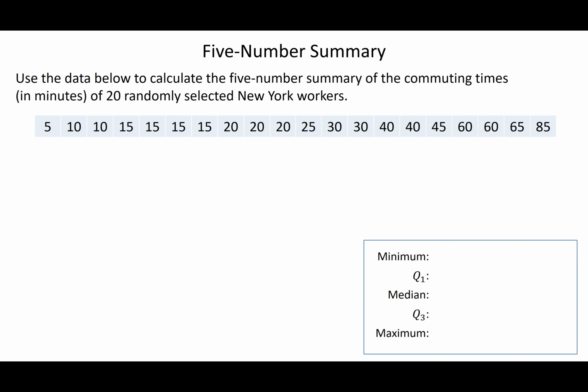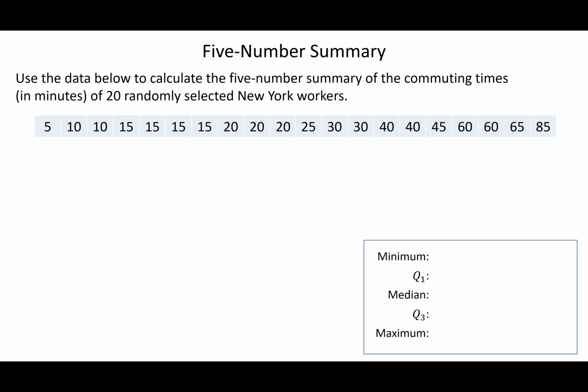Okay, so below we have a data set. We're looking at commuting times in minutes for 20 randomly selected New York workers. Of course, this would be before working remotely probably, and back when public transit was really, really popular. New York in particular is definitely shut down. So we need to find some information here.